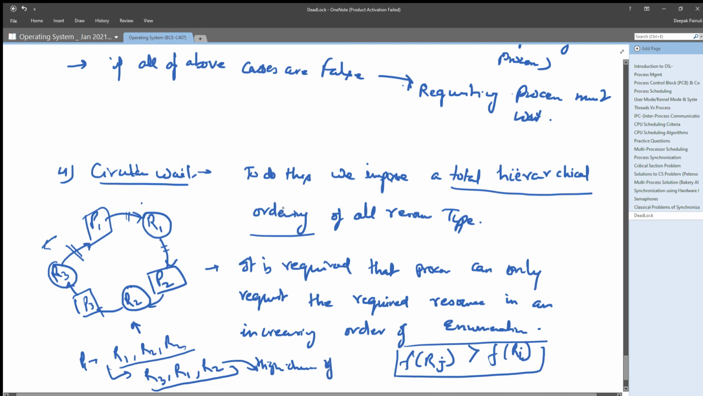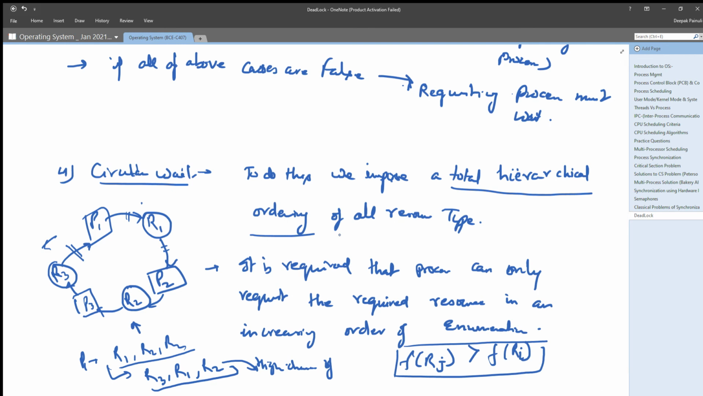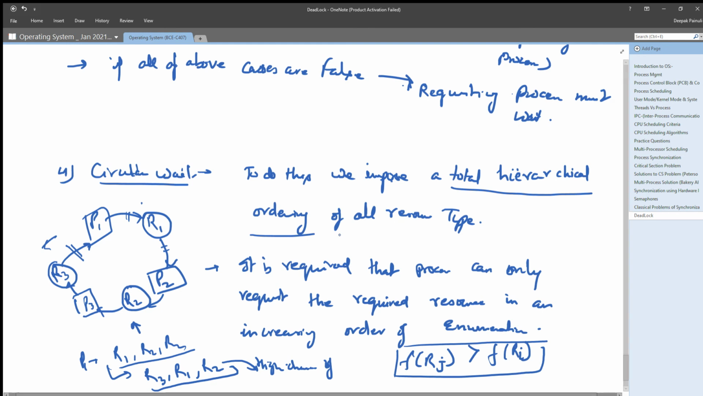So avoiding circular wait means simply imposing total hierarchical ordering of all resource types. And what we require is that the process can only request the required resources in an increasing order of enumeration, right? So this is how we can avoid circular wait.